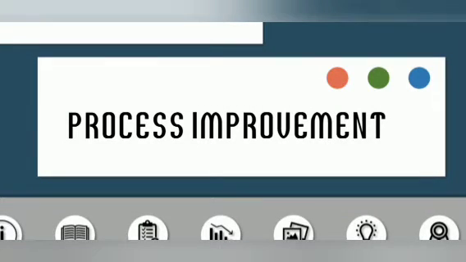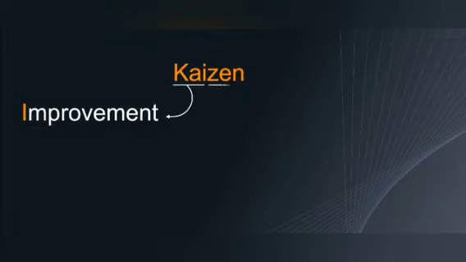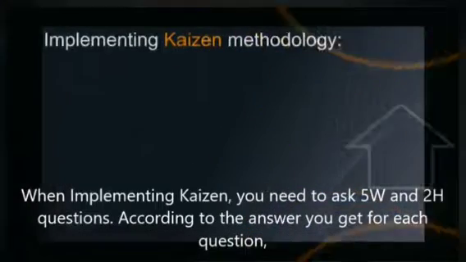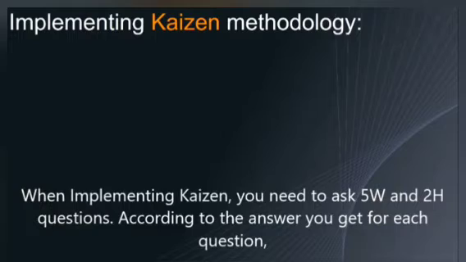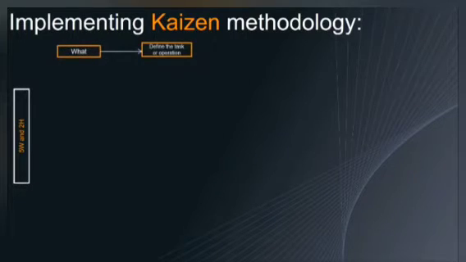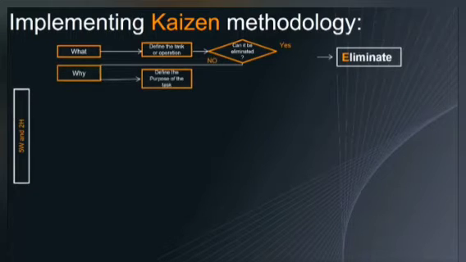And now let's go to the process improvement. Kaizen comes from two Japanese words. Kai means improvement and Zen means good, which translates to continuous improvement. When implementing Kaizen, you need to ask 5W and 2H questions. First is what, to define the task or operation, and if it can be eliminated, then eliminate. If no, ask why, to define the purpose of the task.